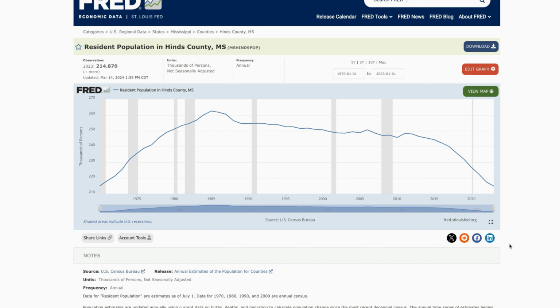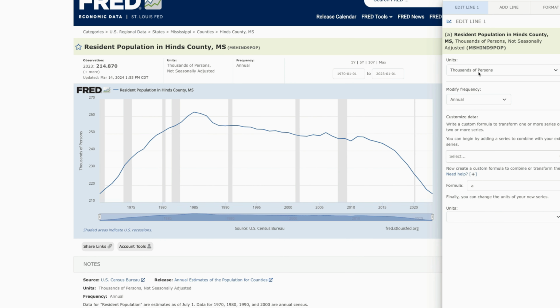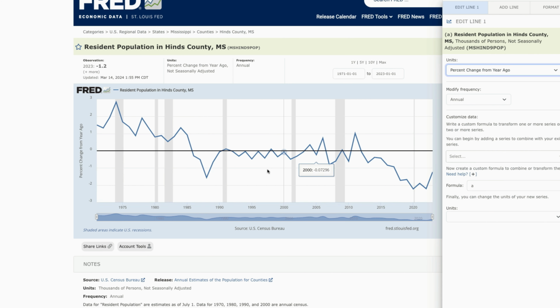But we really want to look at not just in time what occurred, but what has the change been over time and how does that compare to similar areas? So let's imagine that we want to compare this to a whole different area that we're interested in investing in. We can go to Edit Graph, and I want to actually analyze this not by the thousands of persons, but instead the percentage change. So now we could see which years that Mississippi has actually lost population when it's underneath that line that goes horizontal.